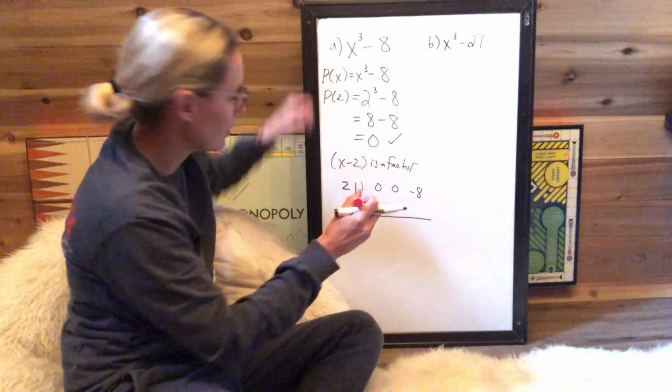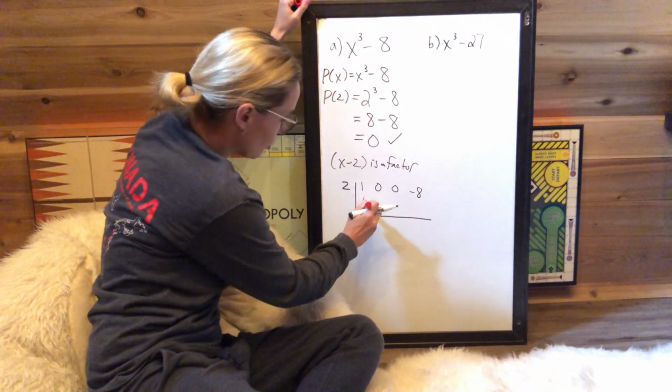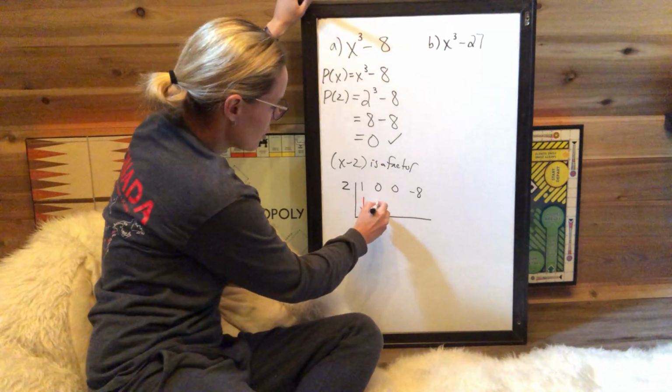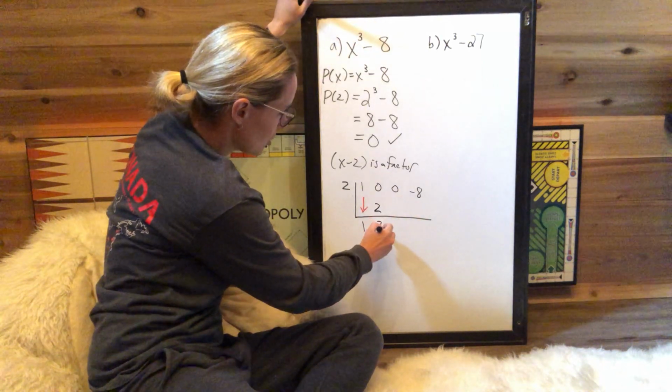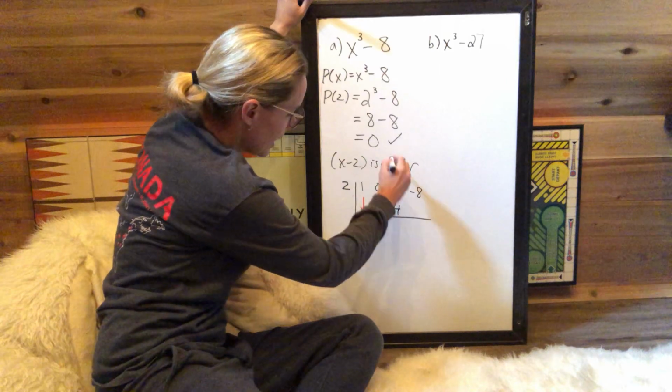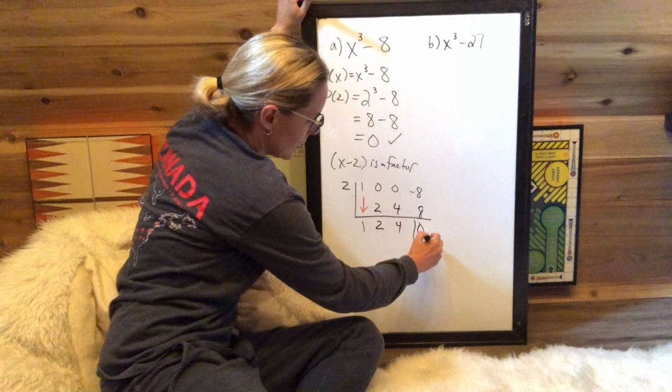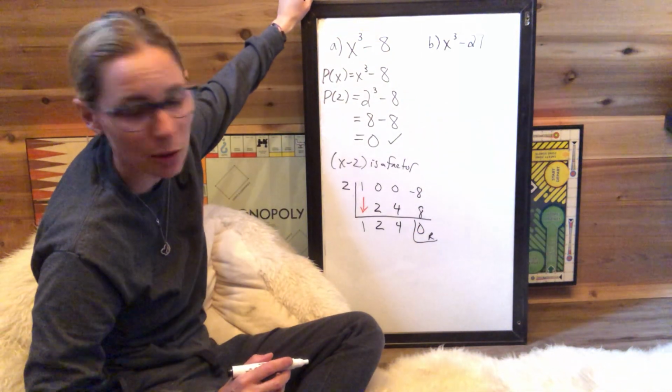Now remember with this one, synthetic division you should be really good at by this point. You bring the 1 down. 1 times 2 is 2. Remember, you add the columns, 2. 2 times 2 is 4. Add the column. 2 times 4 is 8. Add the column. You get a remainder of 0, exactly what you wanted.